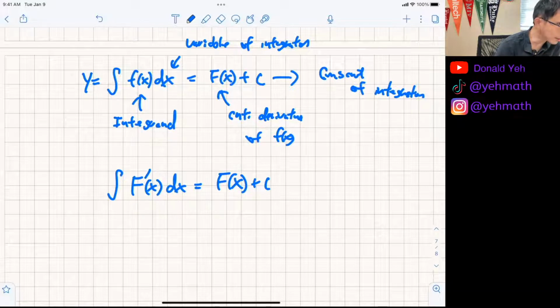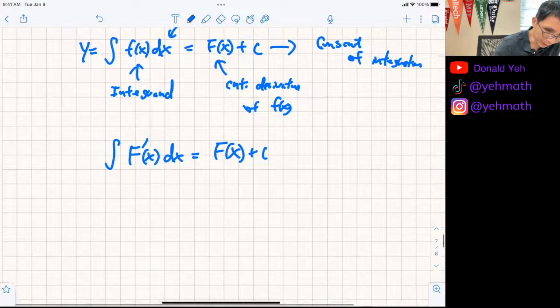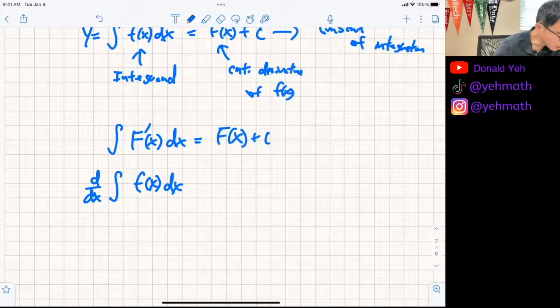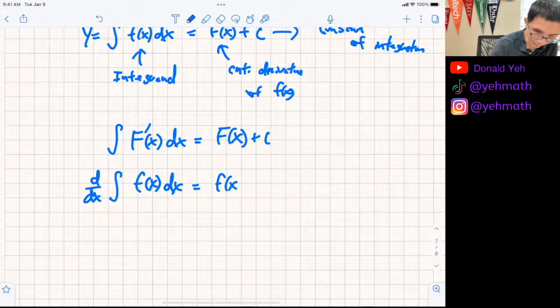Now, this part is going to be fundamental theorem of calculus part 2. This one we're going to talk about later, but since in the textbook, I kind of don't want to ruin the textbook's order, so we're going to talk about it now. We'll give you an introduction of this. If I take a derivative of the integral, that's going to give you back the same function.